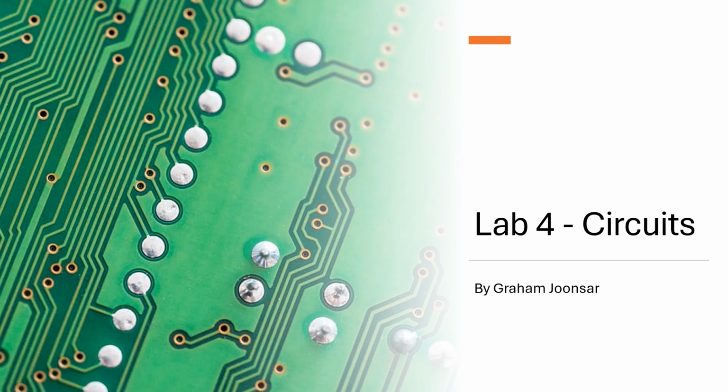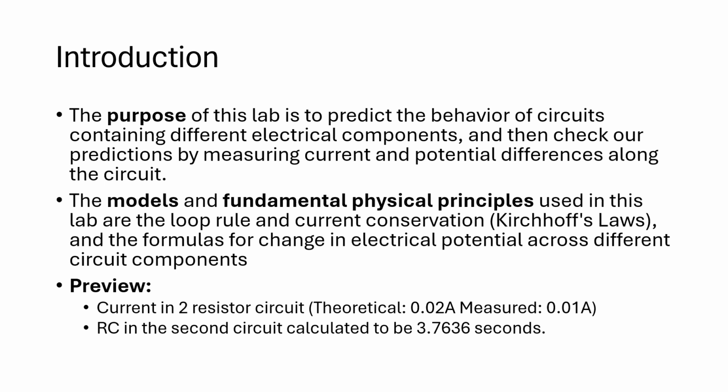My name is Graham Junsar, and this is my video lab report for Lab 4, Circuits. The goal of this lab is to predict the behavior of circuits containing different electrical components and then check our predictions by measuring current and potential differences along the circuit.